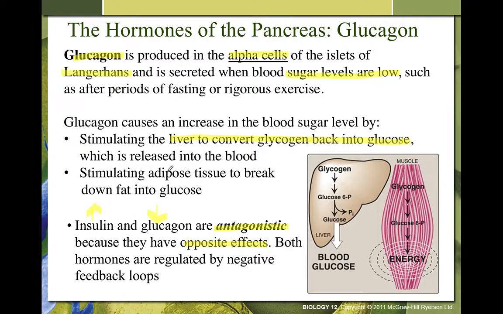It's also going to take your adipose tissue, so your fats, and break those back down from fat into glucose. All right, so that is the effect that glucagon is going to have on blood glucose.